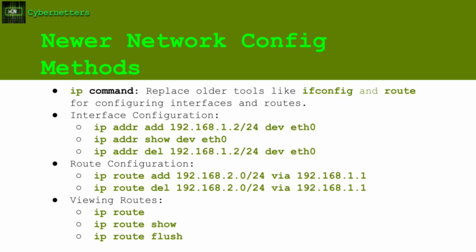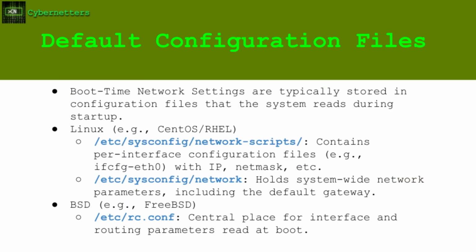So what if you just want to see all your current routes? ip route or ip route show will list them. Do you need a reset? ip route flush will clear everything. So ip is the way forward, and try to get comfortable with it because ifconfig and route will be basically fossils at this point. All right, so let's talk about where network settings actually live on your system.